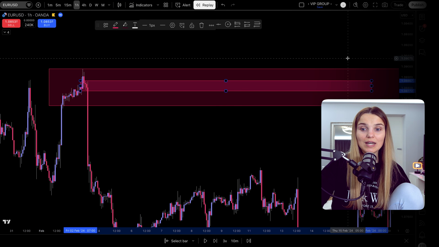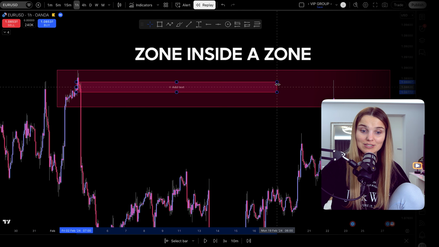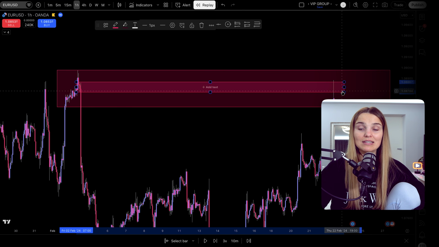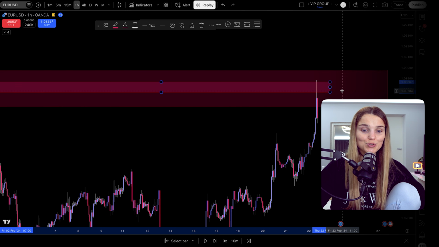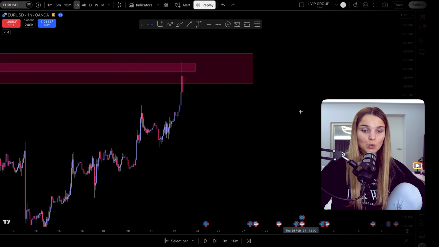So when we mark this 1-hour chart that actually sits in the 4-hour time frame, which is basically a zone inside a zone, and the price comes back into this area, this is where you actually want to enter the trade. So let's simply compare how it would look.